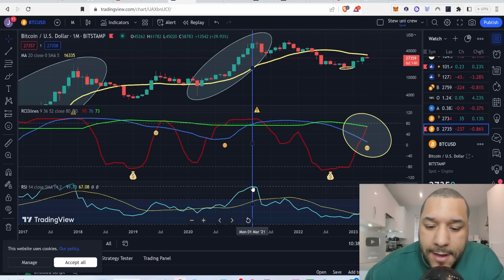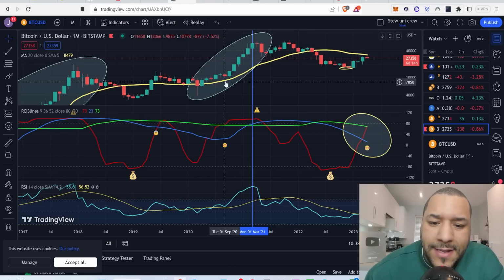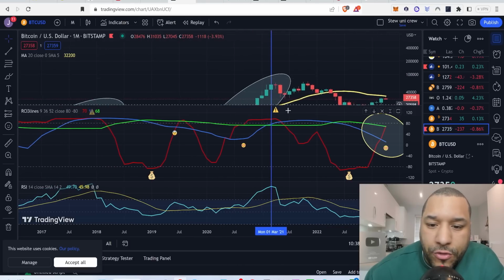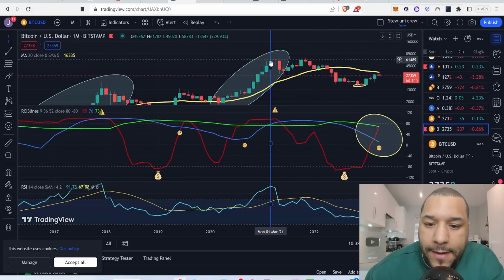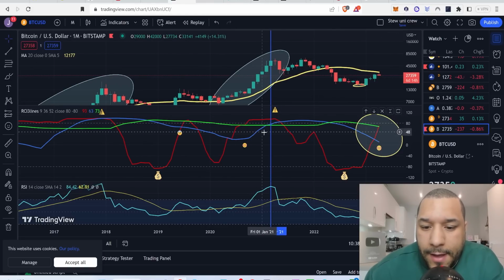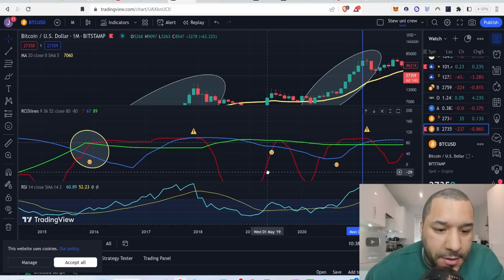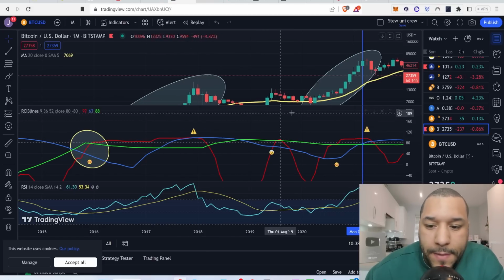So I would have looked at the RSI and been like, okay, the RCI 3 lines has just crossed the green line. Price is going crazy. We're on this green candle up here at the very top of the market. This hasn't crossed the red line yet, this blue line, like it did in the past. It crossed up here and that marked the top.